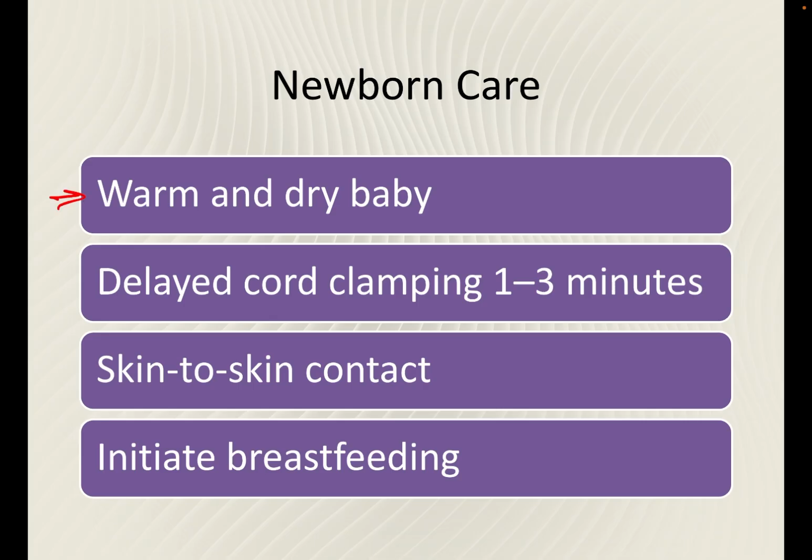Warm and dry the baby immediately after delivery, delayed cord clamping of 1 to 3 minutes with skin to skin contact, and initiate breastfeeding preferably within half an hour if it is normal delivery, and up to a maximum of 4 hours if it is cesarean section.